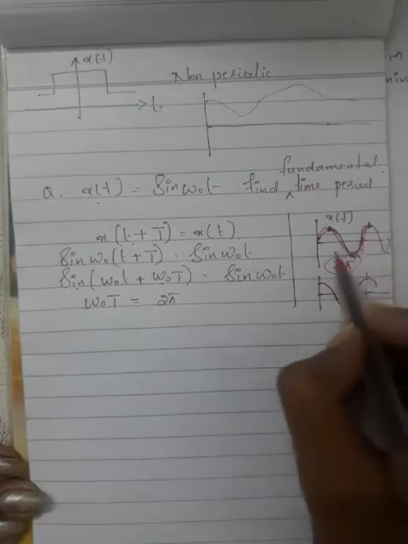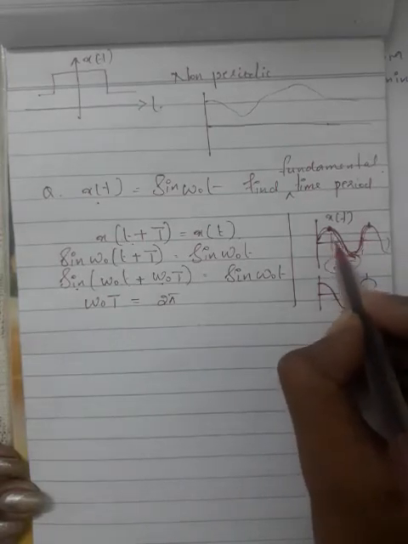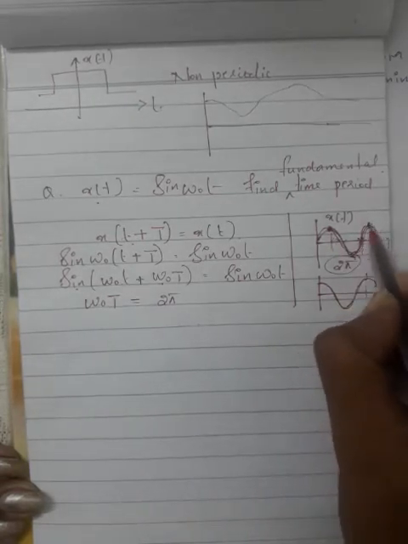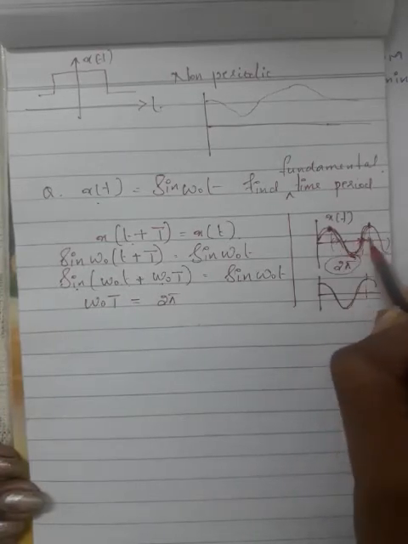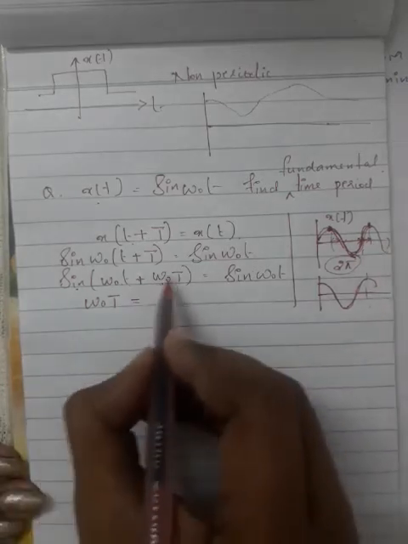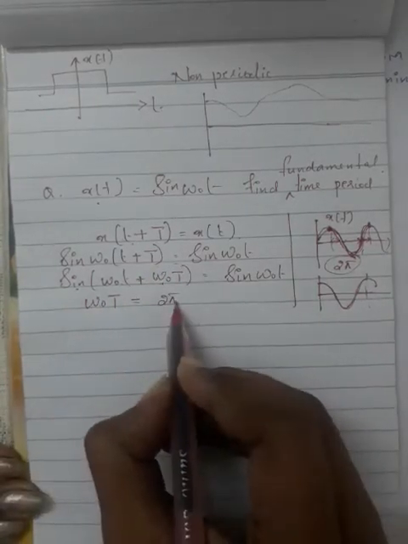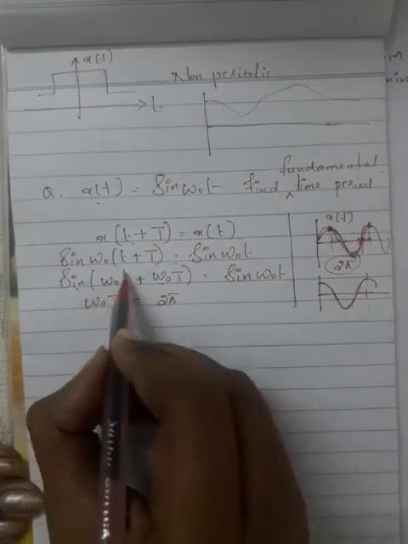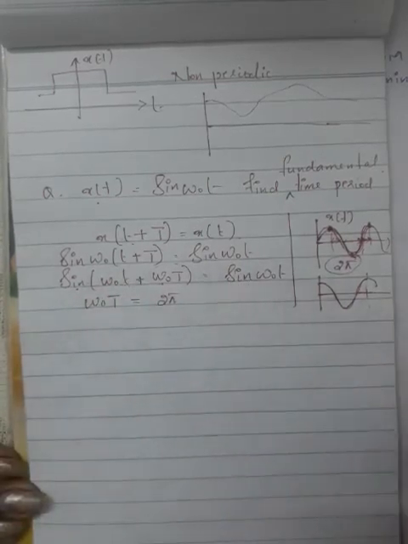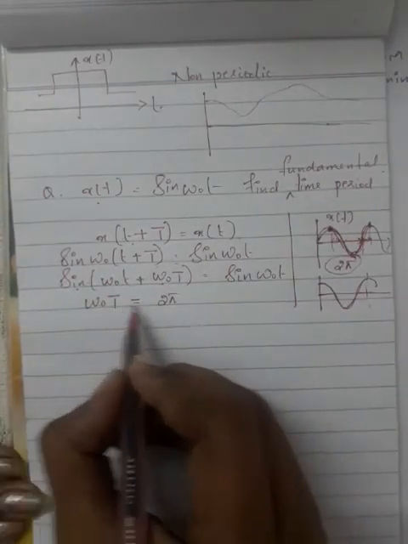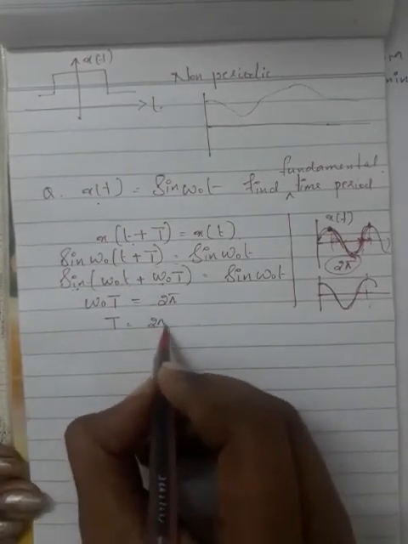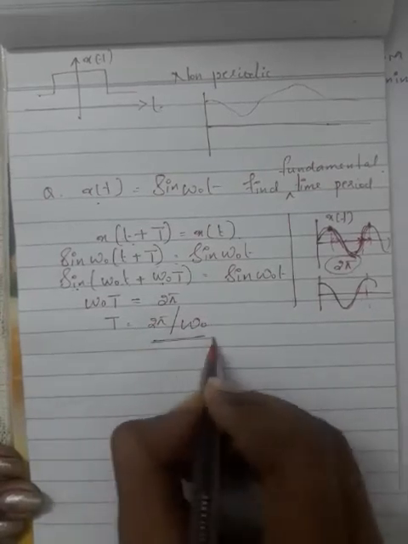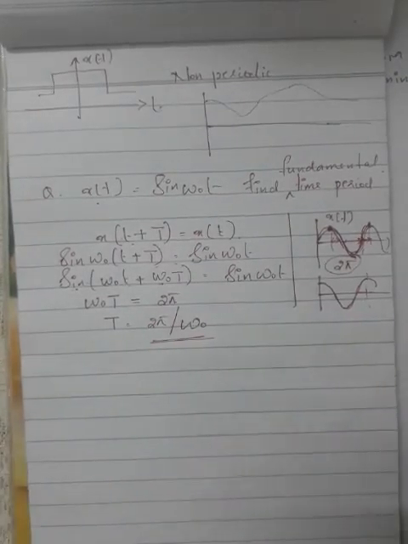This is 2 pi duration. This is pi by 2. This is pi, and again this is pi by 2. So pi by 2 plus pi by 2, that is 2 pi. So this should be equal to 2 pi in order to get the same sine omega 0 t. Then omega 0 into T equal to 2 pi. That is, capital T is equal to 2 pi by omega 0. So this is the time duration.